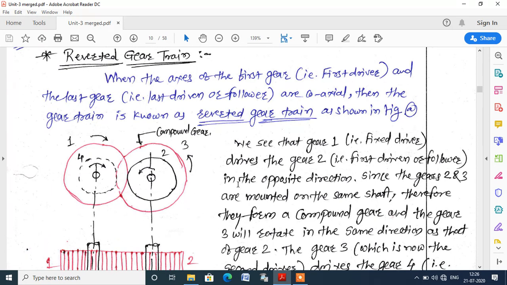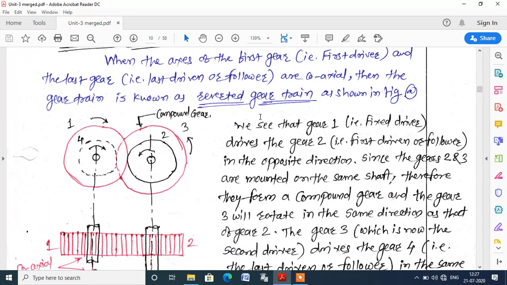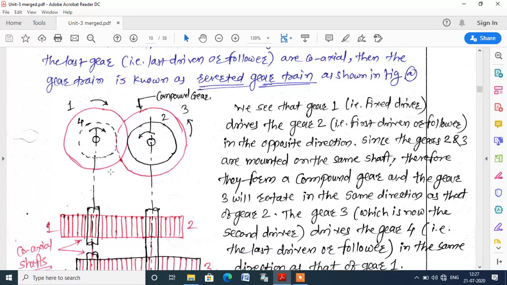When the axis of the first gear and the last gear are coaxial, then the gear train is known as a reverted gear train. Here, gear 1 is the fixed gear, which drives gear 2 because gear 1 meshes with 2. If 1 is rotated clockwise, 2 is rotated anti-clockwise. But 2 and 3 are compound gears, therefore 3 is also rotated anti-clockwise. 3 is meshing with 4, that's why 4 is rotated clockwise.